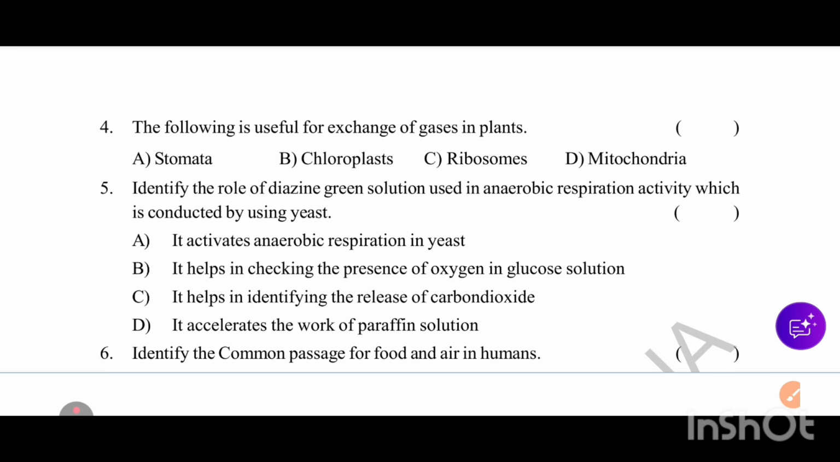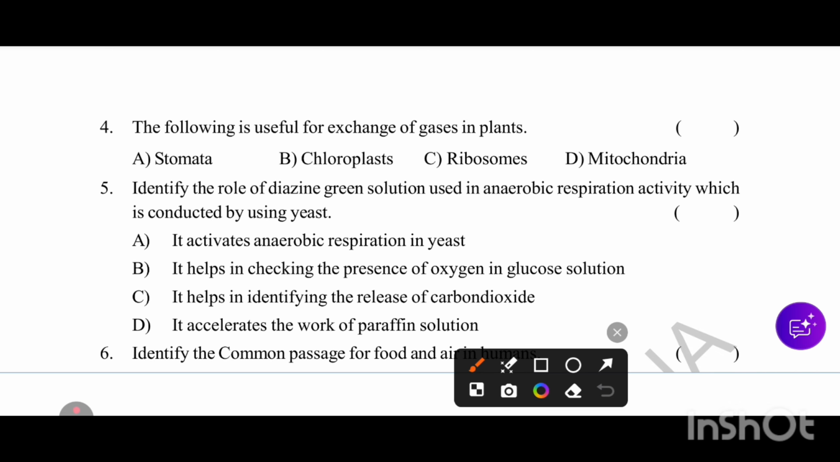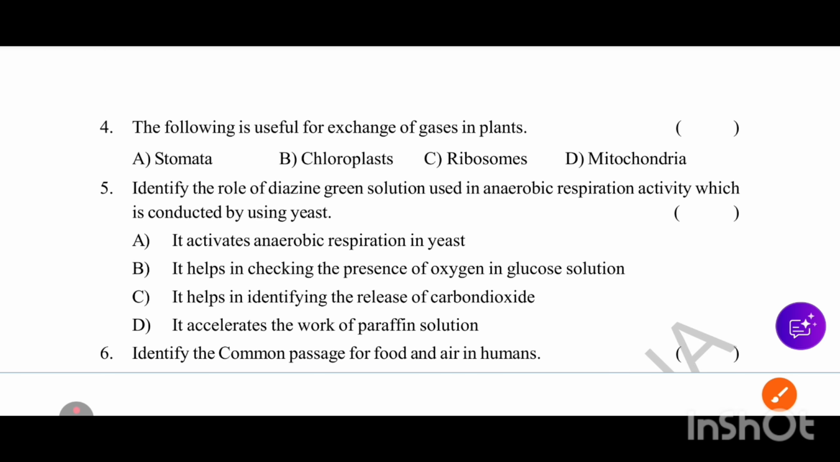Next, the fourth question: the following is useful for exchange of gases in plants. Stomata, chloroplasts, ribosomes, mitochondria. Chloroplasts are useful for carrying out photosynthesis. Ribosomes are useful for protein synthesis. Mitochondria produce energy, the powerhouse of the cell. For this question, the right option is the first one, that is option A. I hope you understood this answer.